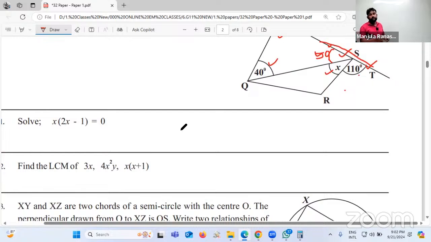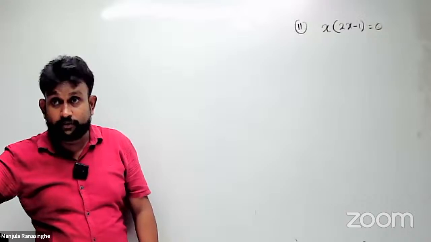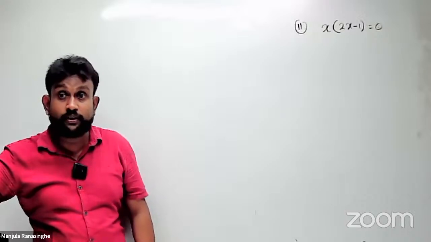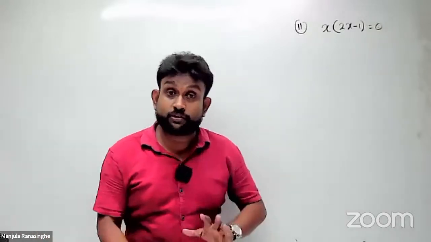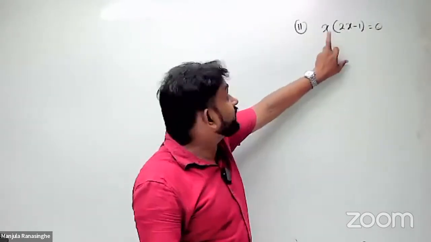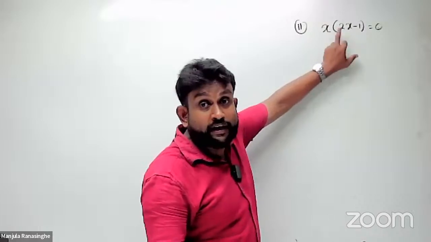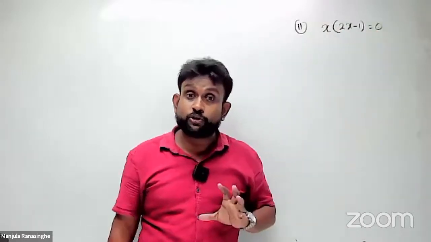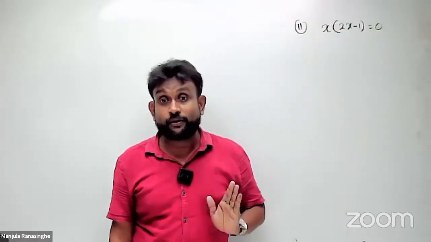Then question number 11, solve x into 2x minus 1 equals 0. Now, what is the concept behind that? That is a quadratic equation. Right. This is a quadratic equation. So in a quadratic equation, what is the concept? This is a product of two terms. The product becomes 0.